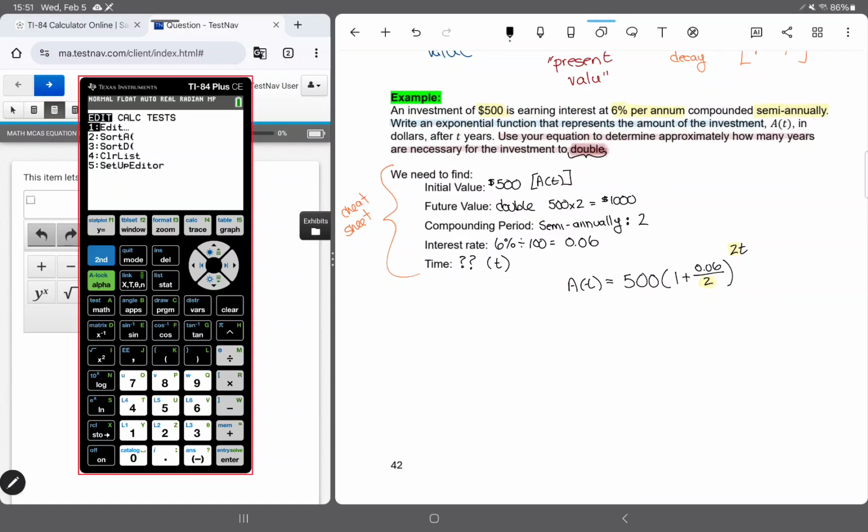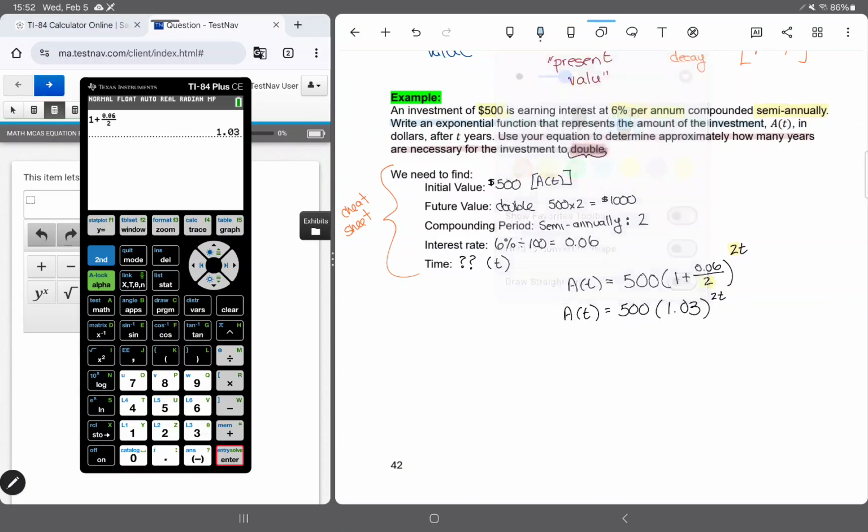I'm just going to simplify that inside. So if you wanted to do that on your calculator, you would just go 1 plus 0.06 divided by 2. So I can simplify this equation as A(t) equals 500 times 1.03 to the power of 2t. Okay, so that was part 1 of our question, where it says write an exponential function.